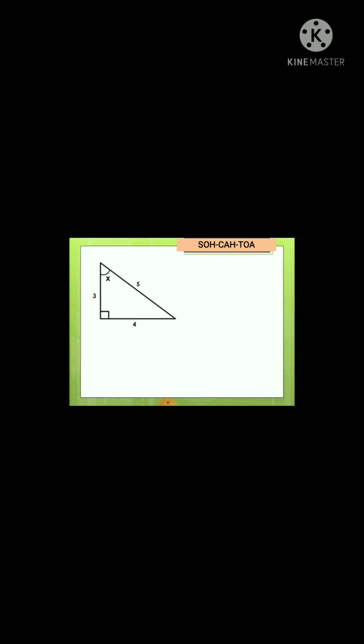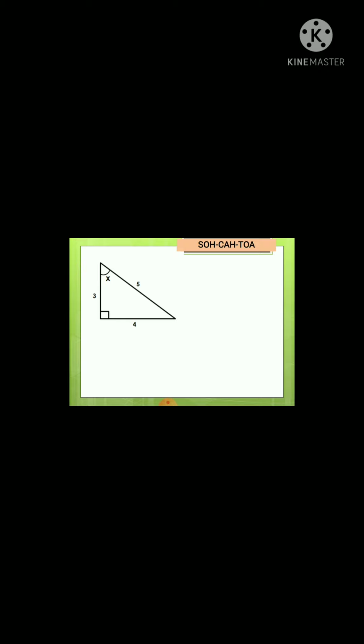Then now the changes would appear in the opposite and the adjacent. Since the adjacent side is next to an angle, our adjacent would be 3, while the opposite of our angle is 4. So that's the difference.